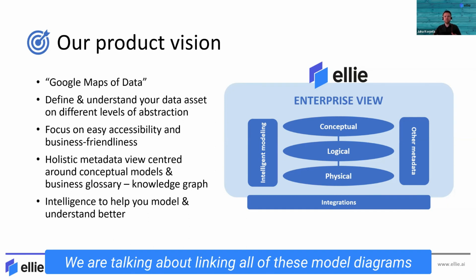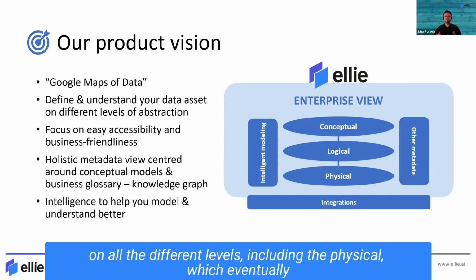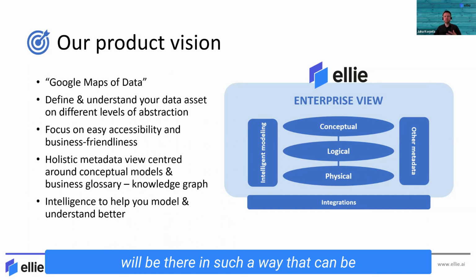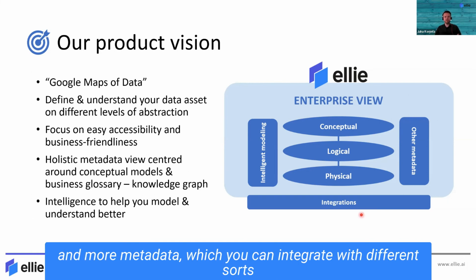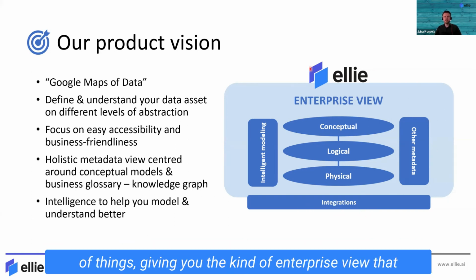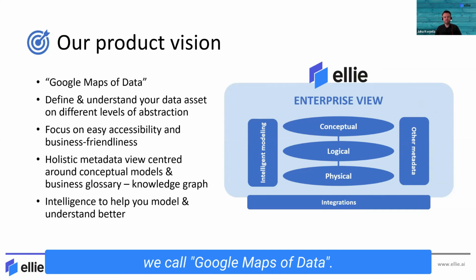We're talking about linking all of these model diagrams on all the different levels, including the physical, which eventually will be there, in such a way that can be easily accessed, easily maintained, in which you can link more and more metadata, which you can integrate with different sorts of things, giving you the kind of enterprise view that we call Google Maps of data.